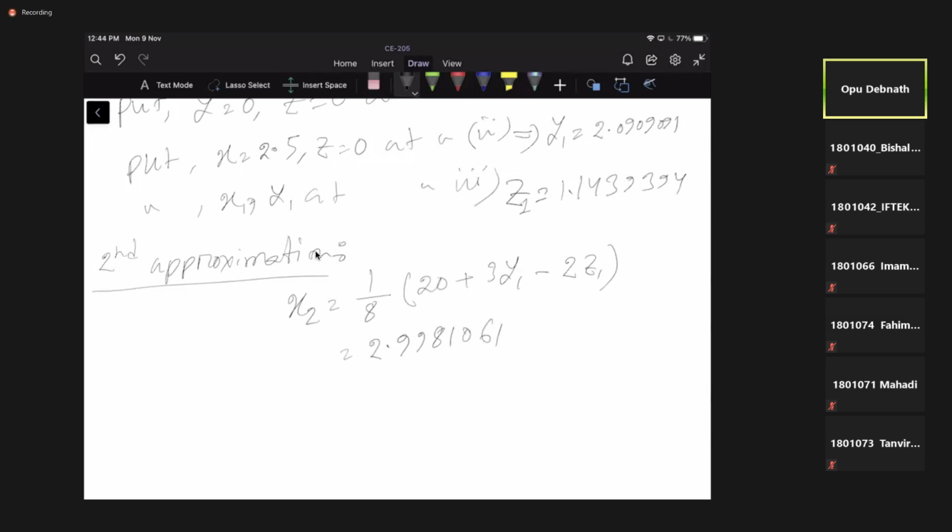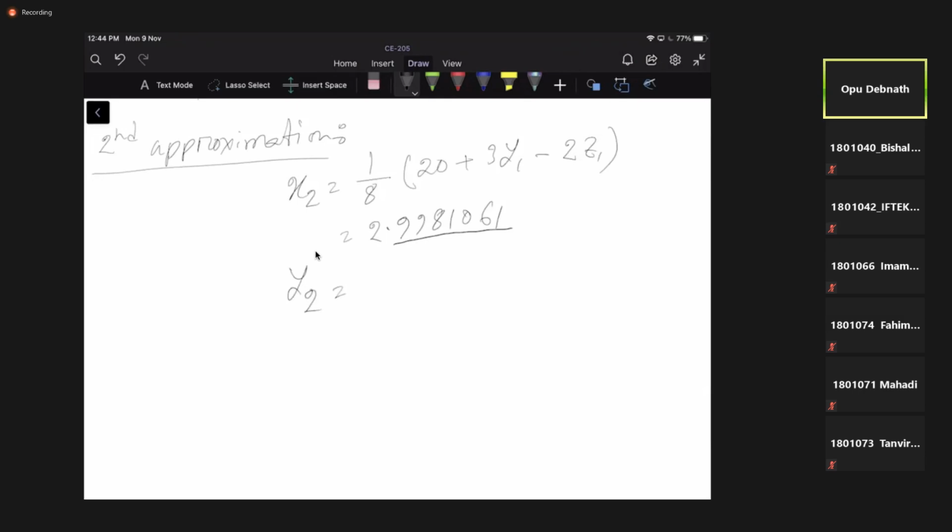You will get the value 2.9981061. For these types of specific iterative problems, suppose you need to correct up to 4 decimals, so you should write up to the 5th or 6th decimal for each and every step, so that you can understand, okay, up to the 5th decimal, after certain times it is coming to be constant.